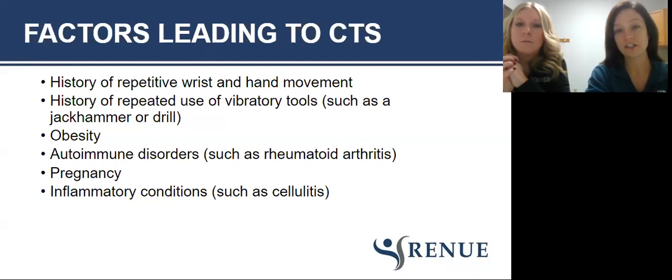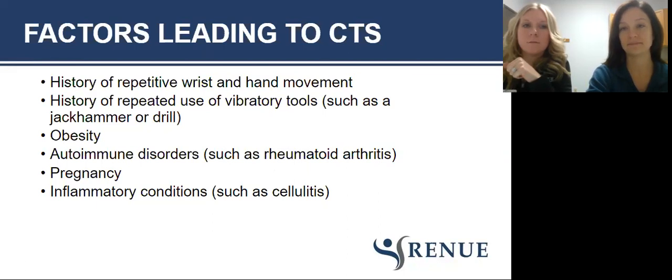Obesity is another factor, autoimmune disorders such as rheumatoid arthritis, pregnancy, because your hormones have increased, a lot of inflammation in the body, the hands swell, the feet swell, and often with pregnancy we see carpal tunnel syndrome diminish immediately after the baby is born, if not a couple weeks after. You can still do things to prevent the carpal tunnel while you are carrying, though. And also inflammatory conditions such as cellulitis is often a factor.